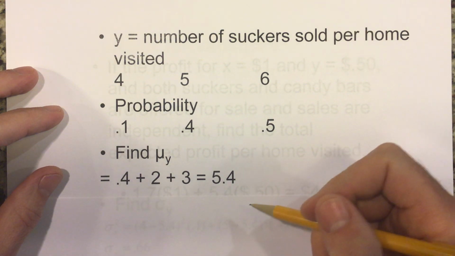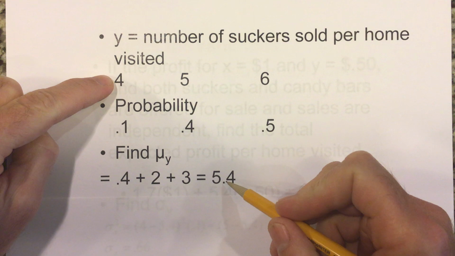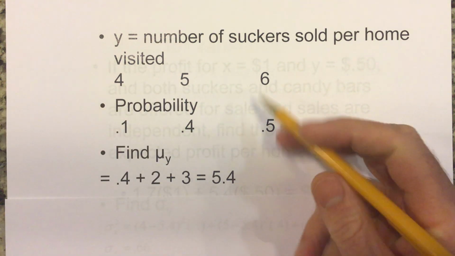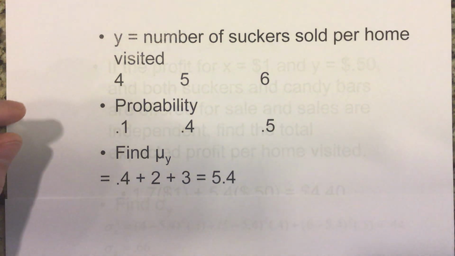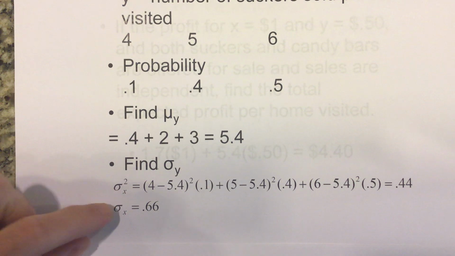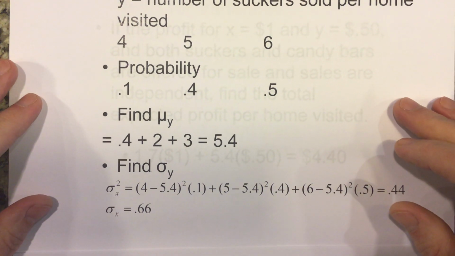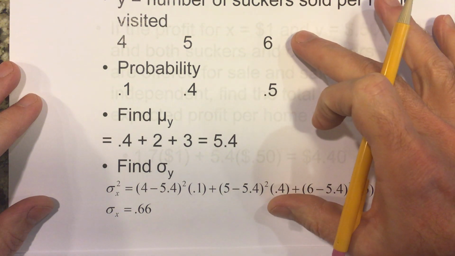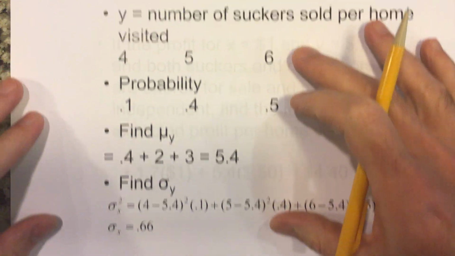Okay, standard deviation: 4 minus 5.4 squared times 0.1, 5 minus 5.4 squared times 0.4, 6 minus 5.4 squared times 0.5. Add that all up and square root, and there you go. Standard deviation of the number of suckers sold, 0.66. Again, this is assuming you're looking at many, many, many homes visited.